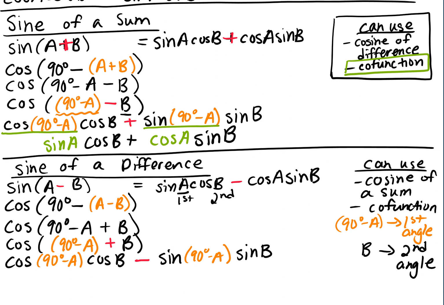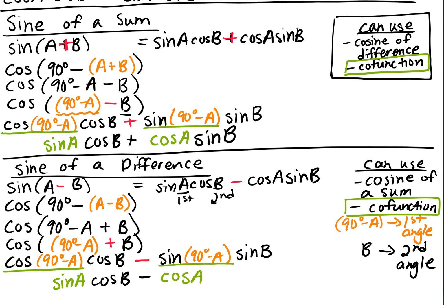And then similar to the first one, we are now using our cofunction identities and changing cosine of 90 minus A into sine A. And really, if you think about it, it's pretty much the same as the one that's up above, except for the minus sign as opposed to the plus sign. We'll change sine of 90 minus A into cosine A using the cofunction identity. And we have now proved both of those identities.